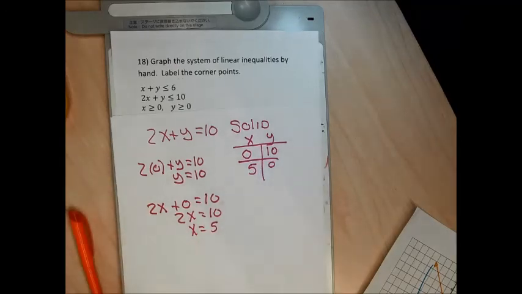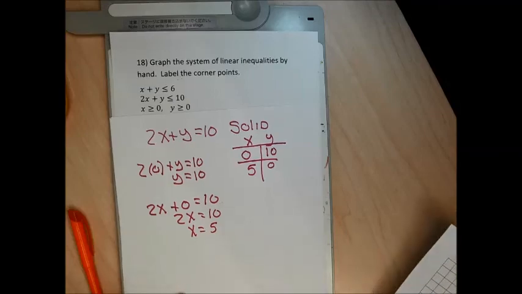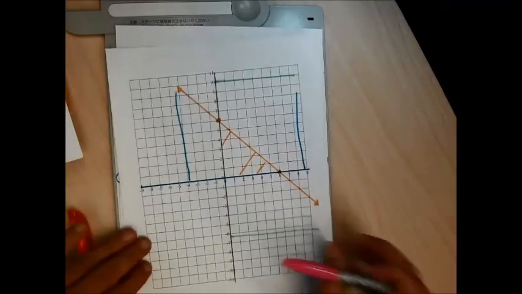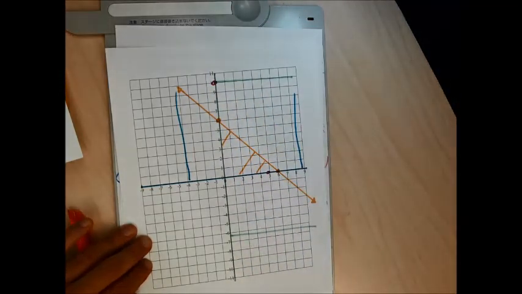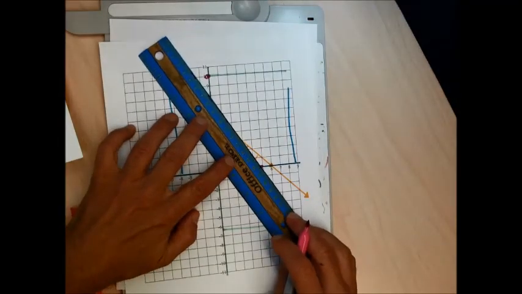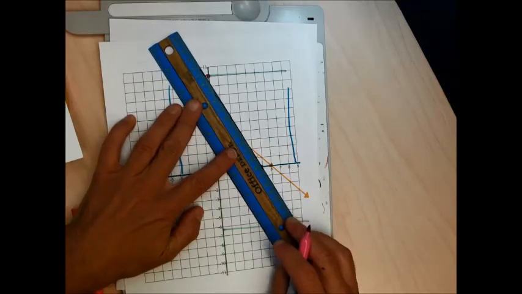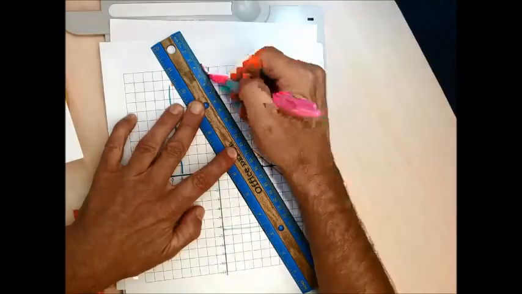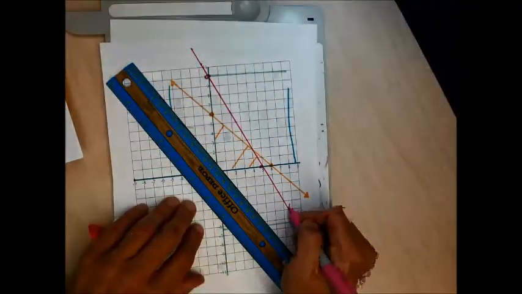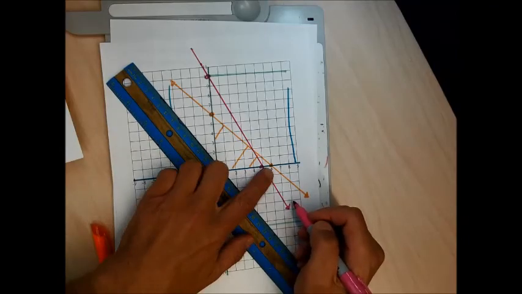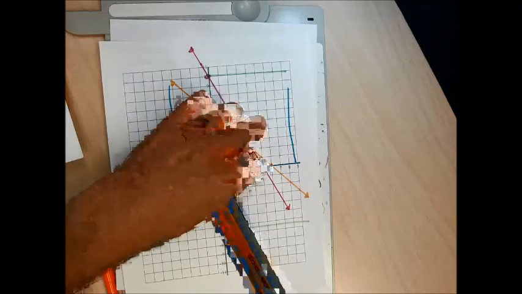So now I'm going to plot the point (5, 0) and the point (0, 10) and connect them with a solid line. So (0, 10), (5, 0), solid line the best I can. Then I have to figure out which way to shade. For shading, I'm going to try (4, 0) and (6, 0) because they're on opposite sides of that x-intercept.